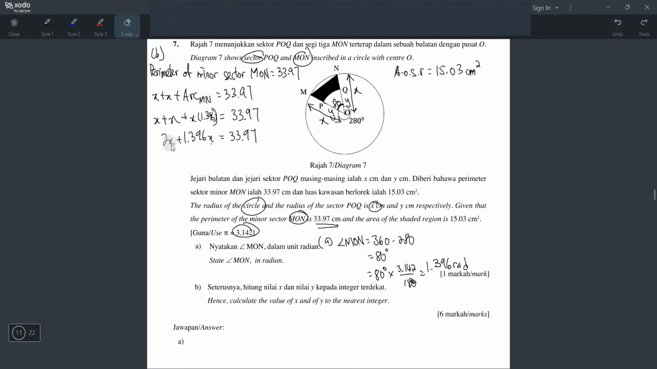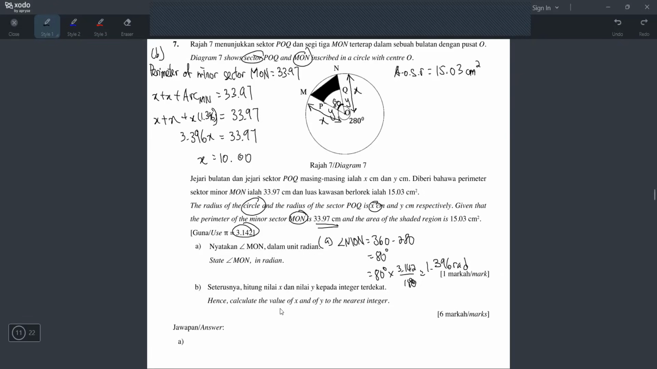So what is 2 plus 1.396? 3.396, right? So this is 3.396, and don't forget to write the x. So now I can find my x. Just press 33.97 divided by 3.396. Okay, let me press my calculator. Okay, my calculator gives me 10 point something. If I write 4 significant figures, it's 10.00. The 0s have to be written also because they are considered significant figures.